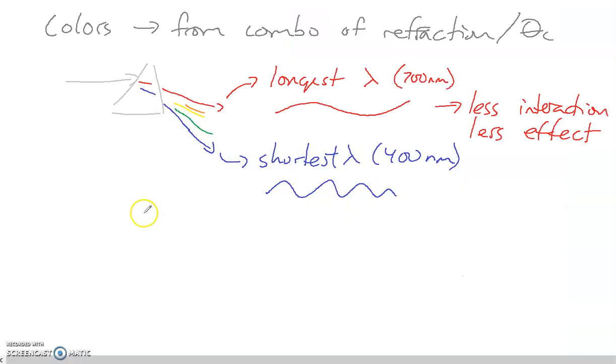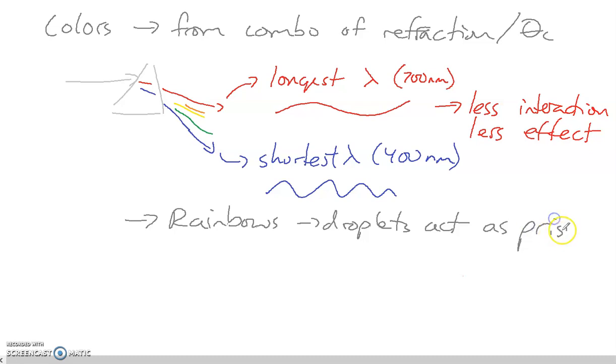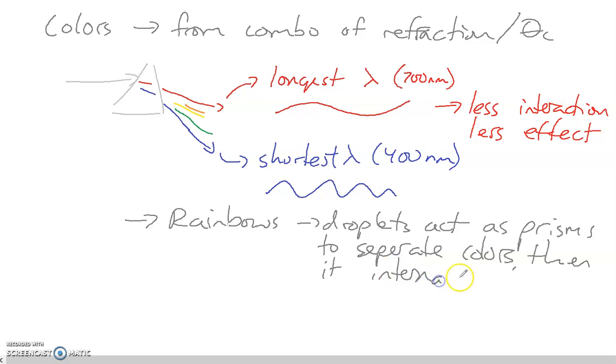So if we go back to this, we can also get colors from good old-fashioned rainbows. Basically, those little tiny droplets act as prisms to break apart the actual colors, to separate the colors, and then it internally reflects. So you get internal reflection afterwards.